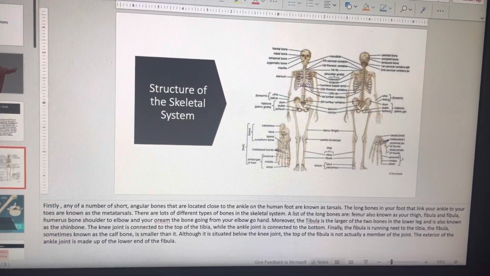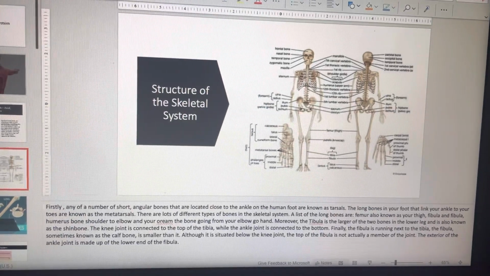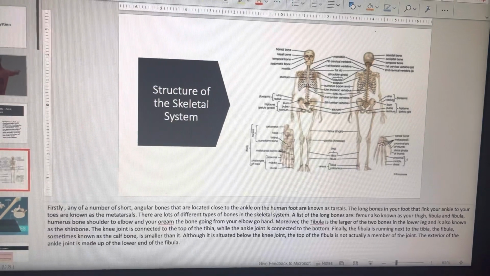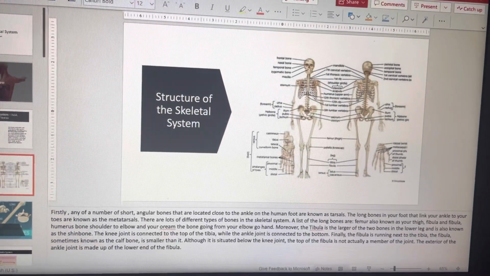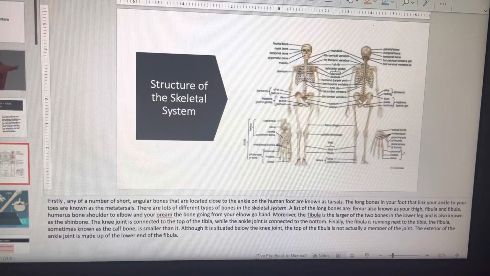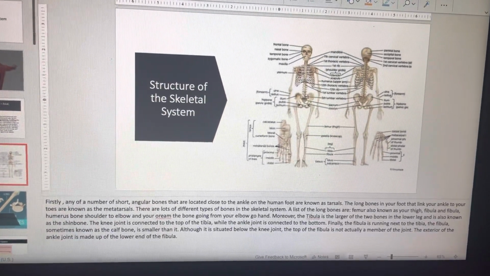A list of long bones are femur, also known as the thigh, tibia and fibula, and the humerus bone, shoulder to elbow, and your radius, the bone going from your elbow to your hand.